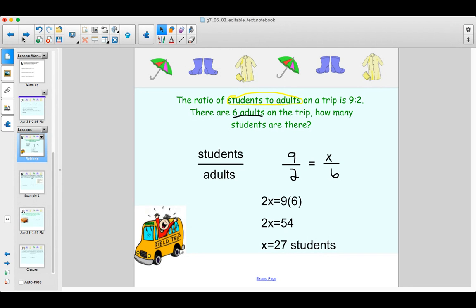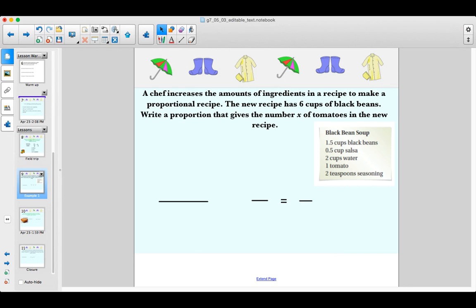Okay, let's look at the next one. It says that a chef increases the amount of ingredients in a recipe to make a proportional recipe. The new recipe has 6 cups of black beans. Write a proportion that gives the number of X tomatoes in the new recipe. So we're talking about 2 things here from the recipe. I'm talking about tomatoes and black beans.